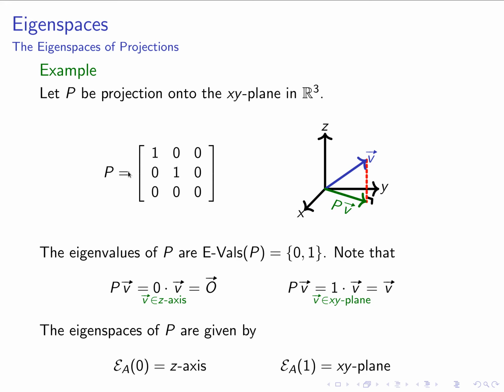To project onto the xy plane, we're dealing with a projection matrix, so its eigenvalues are 0 and 1. The eigenvalue lambda equals 0 has eigenspace equal to the orthogonal complement of the space in question. So here we are projecting onto the xy plane, and the orthogonal complement of the xy plane is the z-axis. The second eigenvalue is lambda equals 1, and its eigenspace is equal to the vector space that we're projecting onto. Again, here we're projecting onto the xy plane, so the eigenspace for lambda equals 1 is equal to the xy plane.